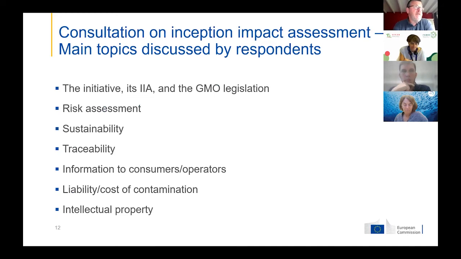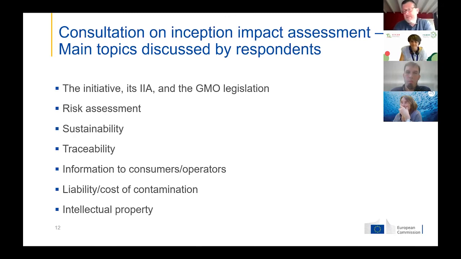The main topics we discussed with our correspondents in the reactions were the initiative, the inception impacts, the GMO legislation, the risk assessment, sustainability, traceability. Some of these comments were really technical. It depends on which group they are. There are, of course, also comments which just say, leave the GMO legislation as it is, I don't want you to change anything.